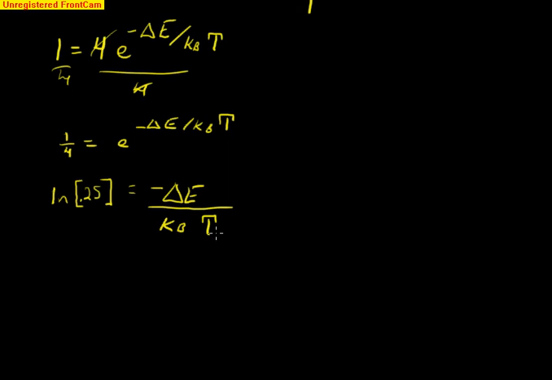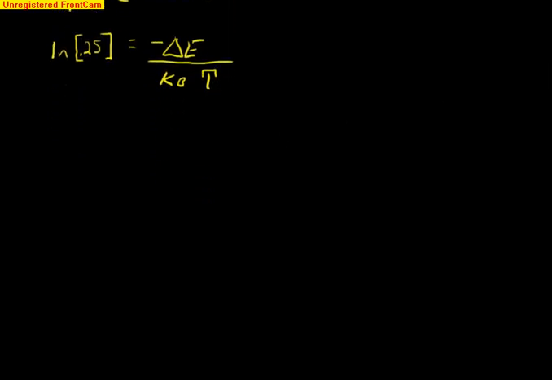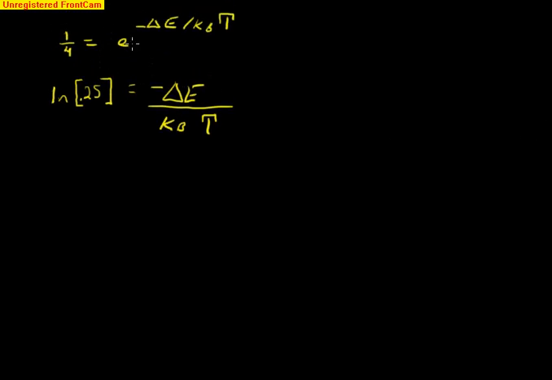Now that we have our temperature non-exponential, we can switch out our natural log and our temperature. And now that we have solved for temperature, we have our negative change in energy over Boltzmann's constant, times natural log of 0.25. Now we need to figure out, well, what is the change in energy? This is our negative change in energy.